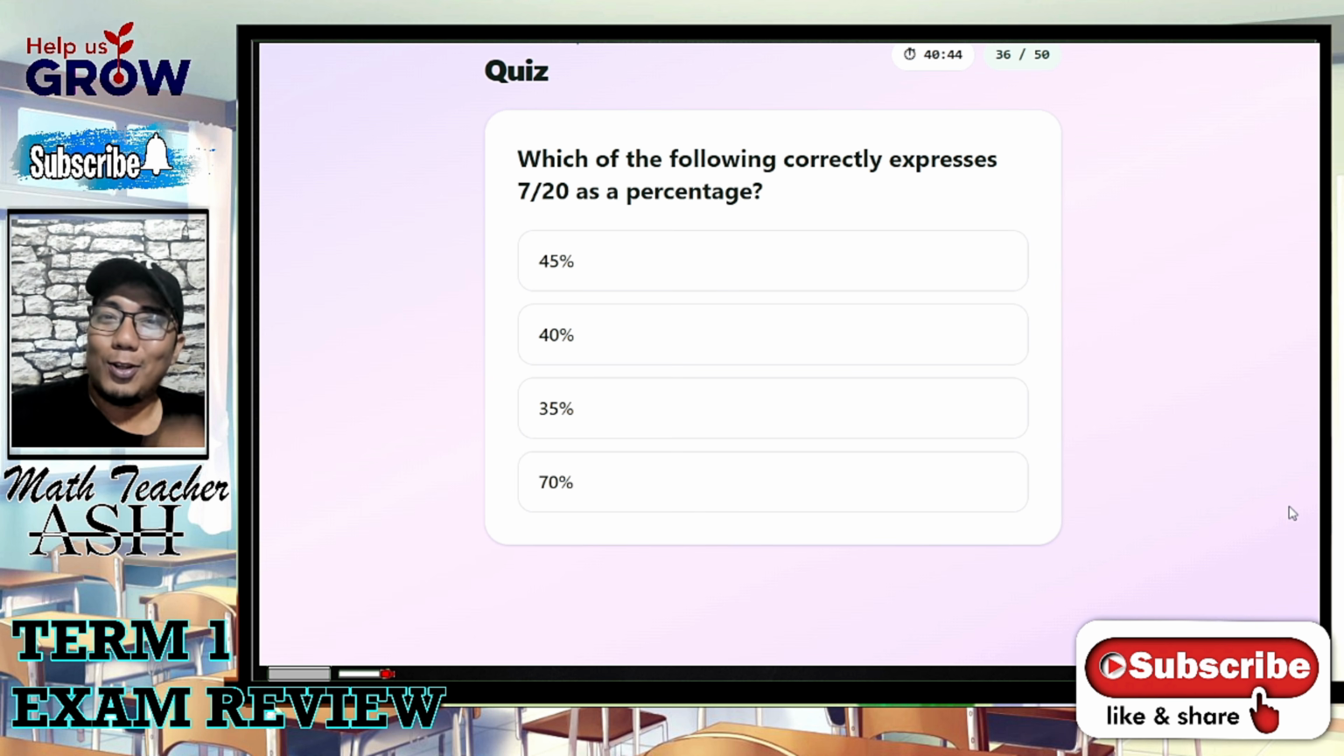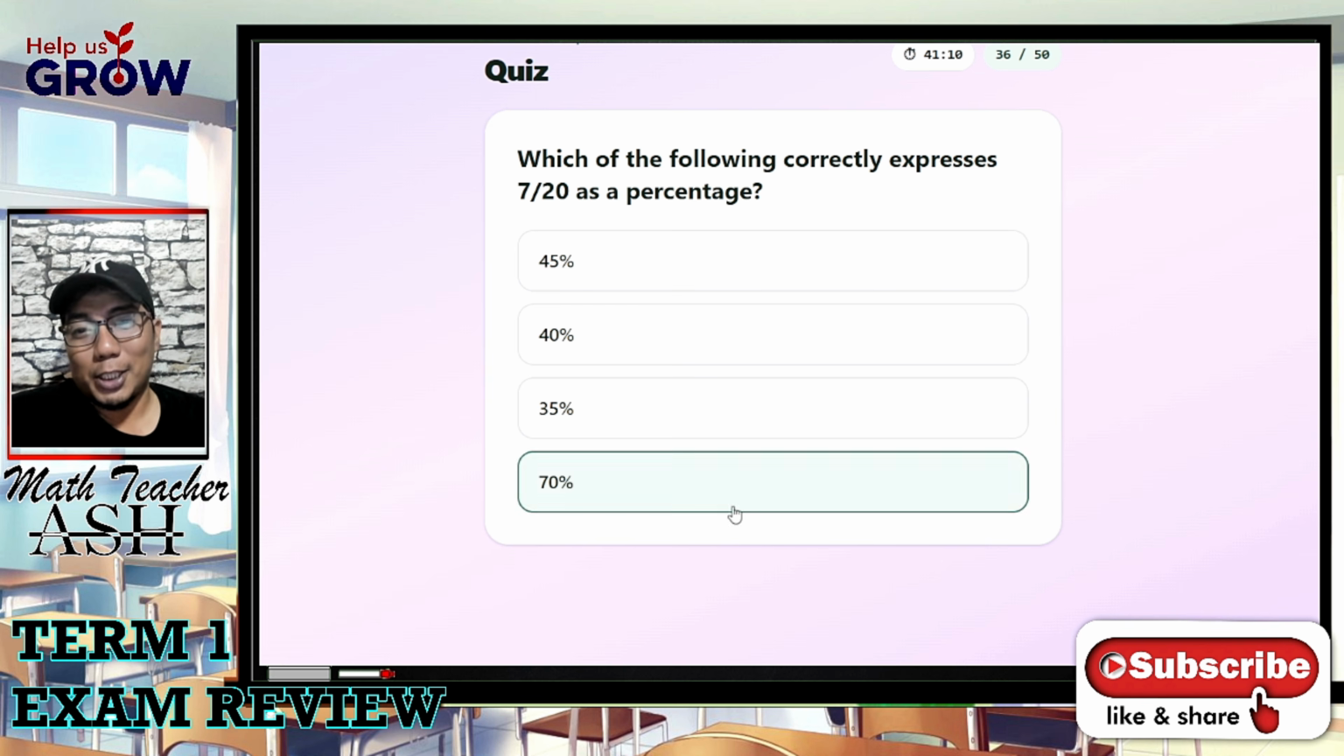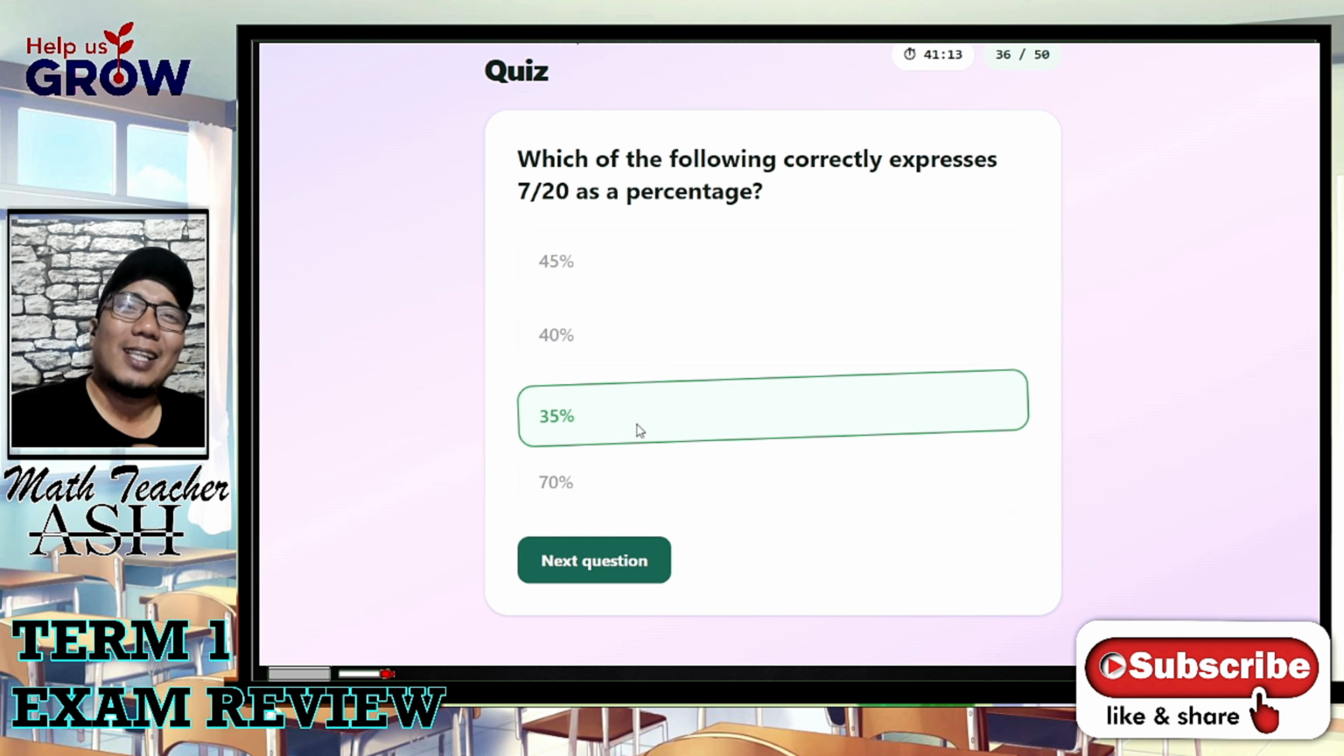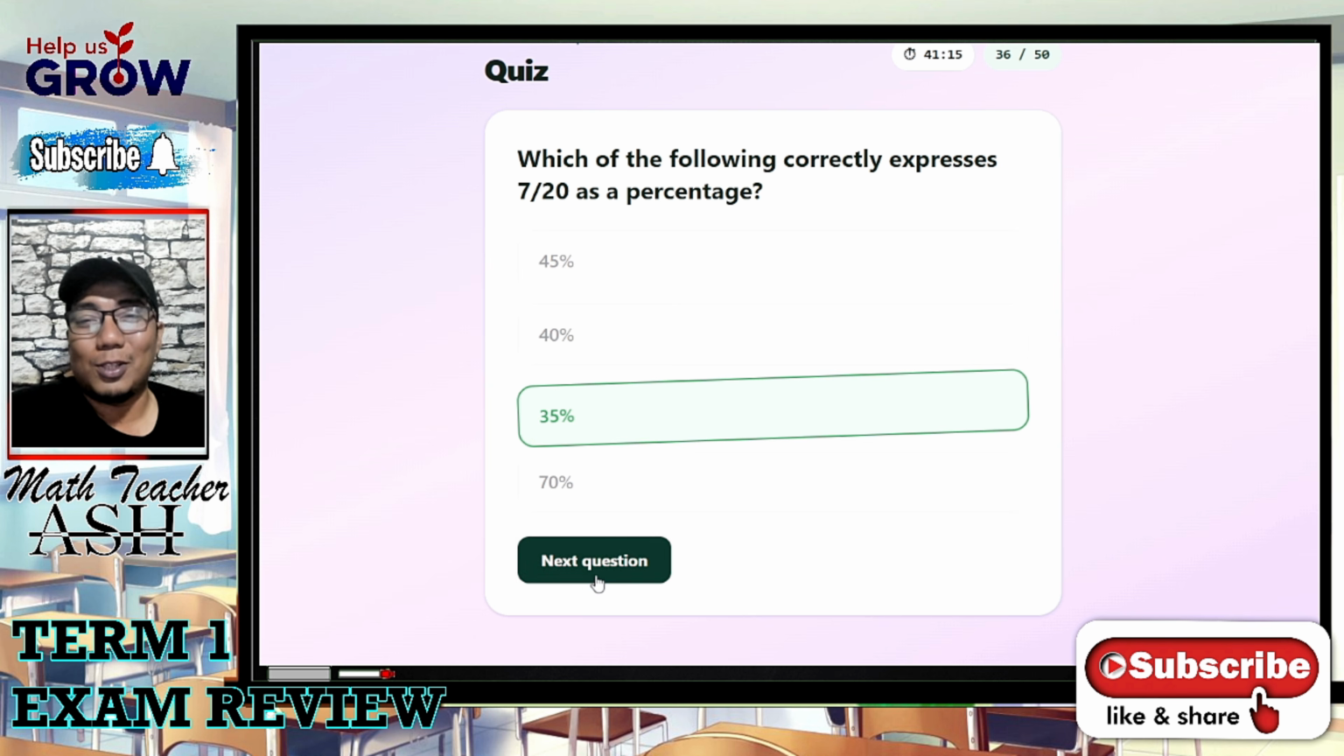Okay, in order for you to answer this one, it's very simple. So we have here 20 as our denominator, right? So talking about percentage, it always talks about 100, right? So what we do is we just multiply it by 5. So 7 times 5, 20 times 5. So that would be 35 over 100. And 35 over 100, that would be 35%. Easy, right? I hope you got that one, my dear math learners. Now let us go to the next question.